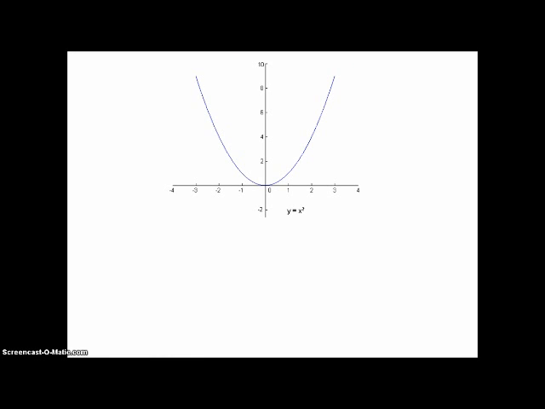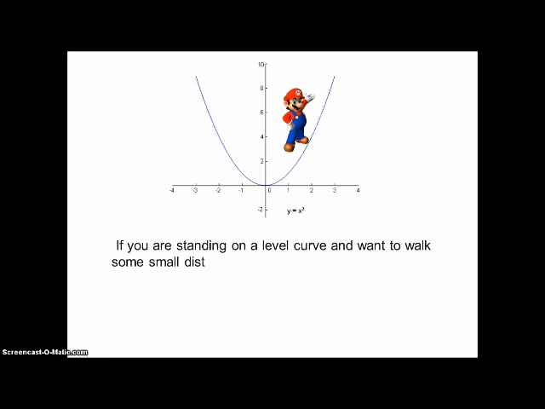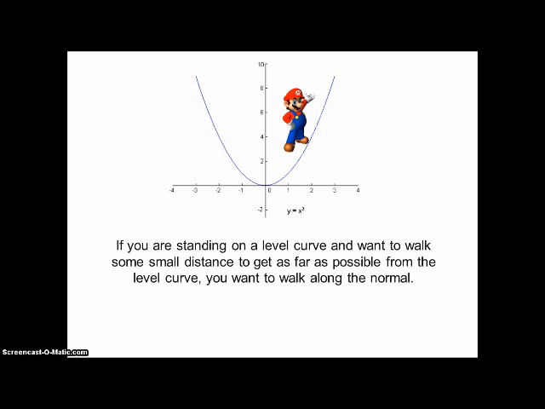So, for example, let's say we have y equals x squared as a level curve. Okay, so this is a level curve. And if you are standing on a level curve and want to walk some small distance to get as far as possible from the level curve, you want to walk along the normal, right? Otherwise, if you move in any other direction, you're not going to get away from the curve nearly as quickly. And remember that the gradient points in the direction of greatest increase. So there goes Mario, normal to the level curve.